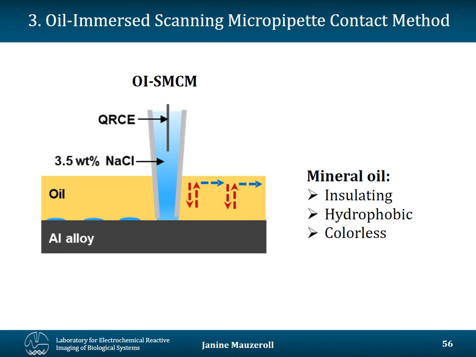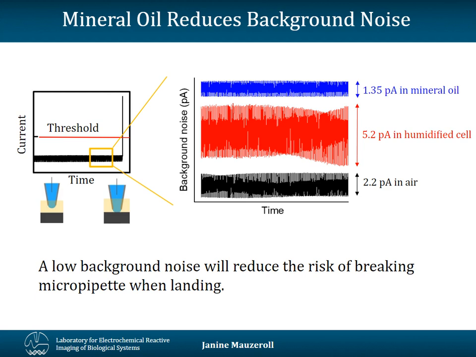And the last example that I'll give you is a method that we recently developed, which is called the oil immersed scanning micropipette contact method. Now, one of the problems in having these small droplets is that you can have evaporation. And when you want to study alloys, it could take a long time to acquire the data. So it's really important that the droplet remains stable over hours, especially if you want to scan a large surface.